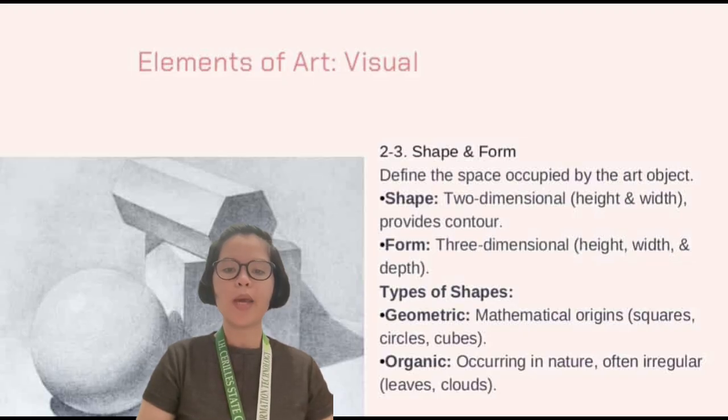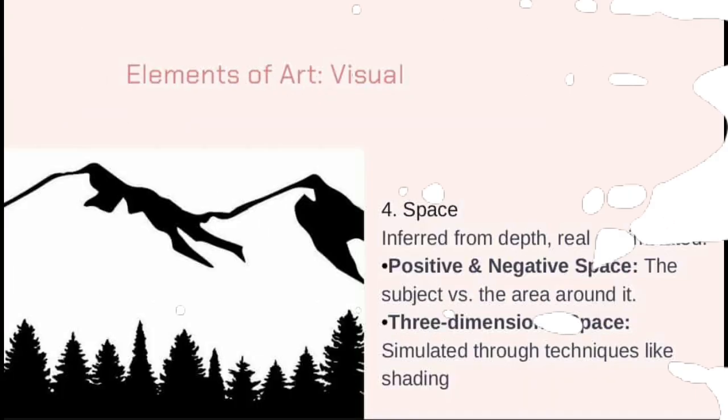There are two main categories of shape: geometric shapes, which are precise and mathematical, like squares, circles, and cubes; and organic shapes, which are more natural and irregular, like leaves, rocks, or clouds. So while line gives us direction and outlines, shape and form give us structure and volume. They are the building blocks that help bring art to life.